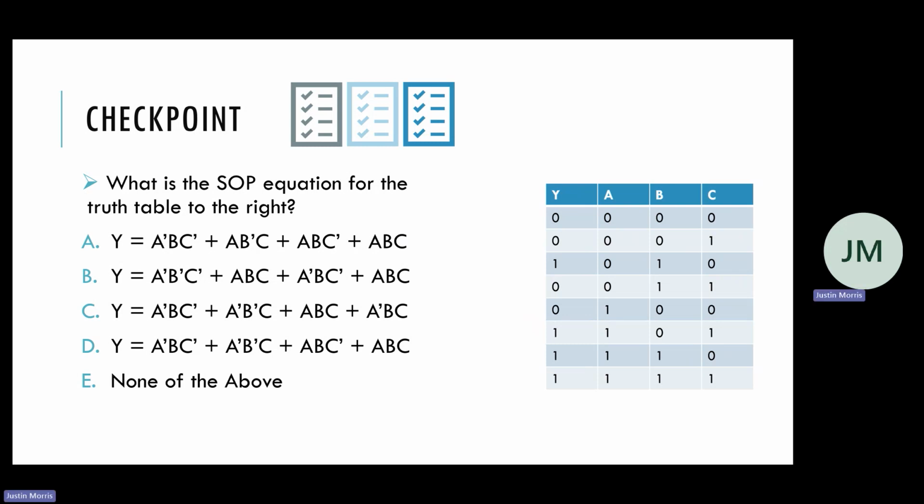For the A naught variables, are you going to have an apostrophe or a line over the variable? Either. It's the same meaning. It's the same meaning.